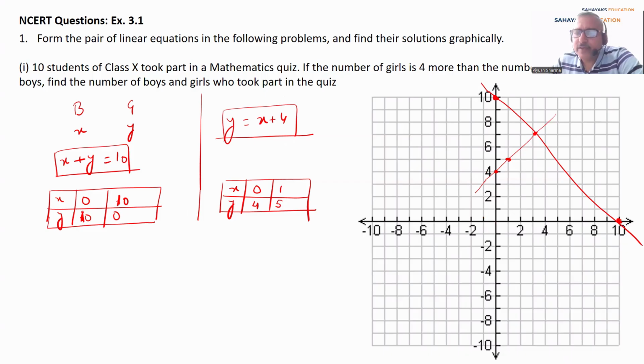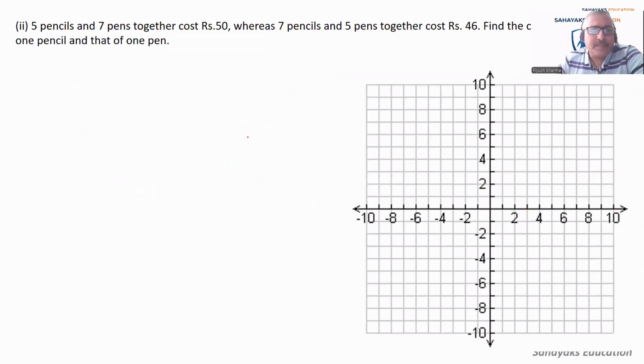So the value here comes out to be 1 and 5. Yes, if x is 1, y is equal to 5. The x value here is 3. This point is 3, 7. So that clarifies that the number of boys is 3 and the number of girls is 7. The point is 3, 7. Is this clear? Coming to the next question.